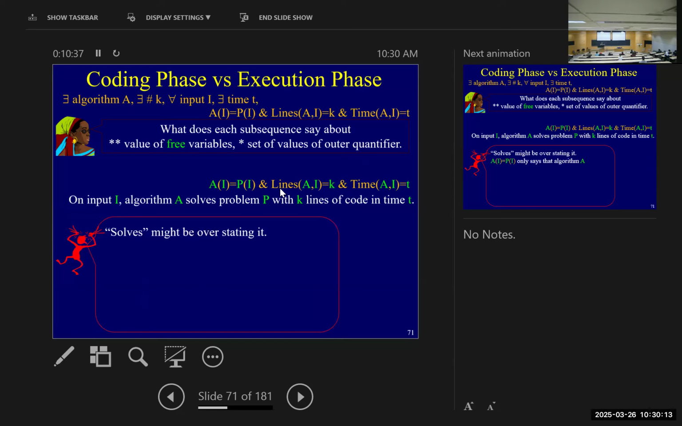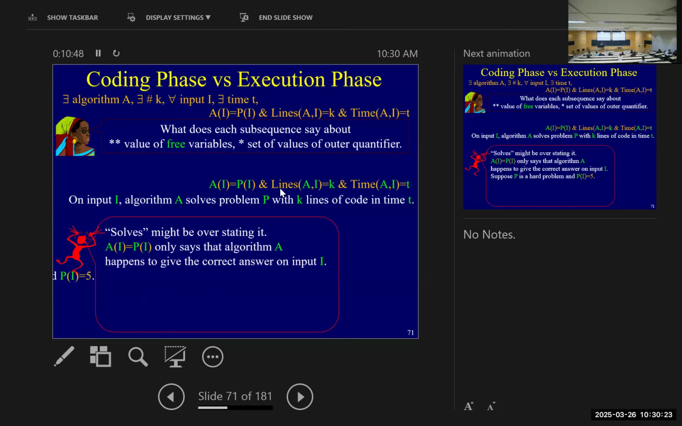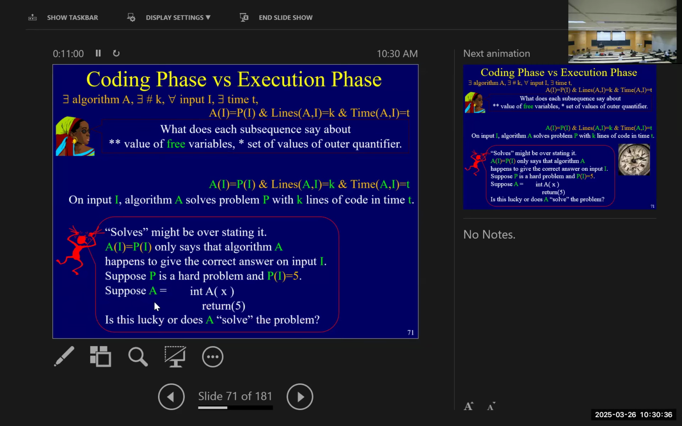So solves. Why do I say solves might be overstating? Because we're only saying it does it on this input, right? So here, this is just saying this algorithm here solves it on 5, right? They keep coming back to the same sort of things.